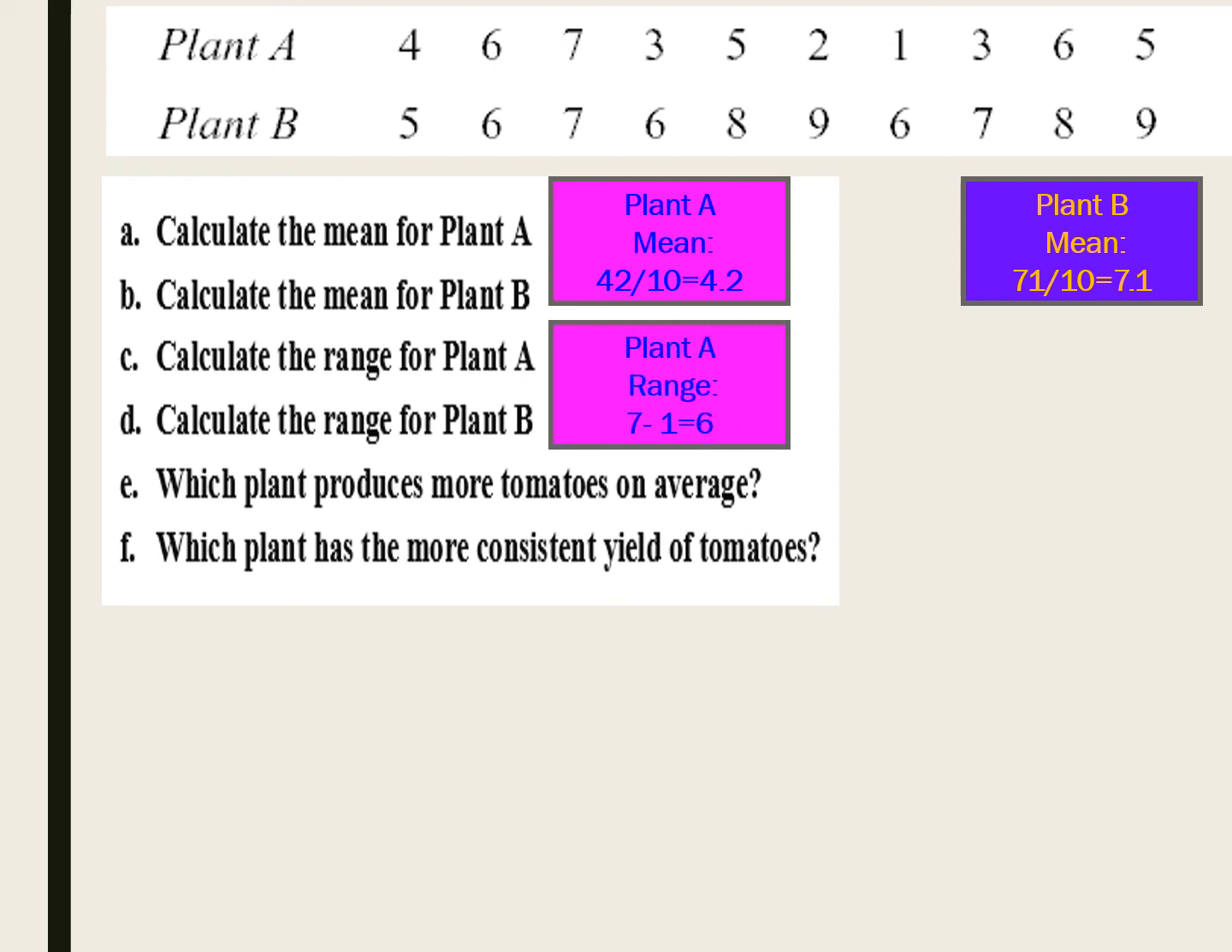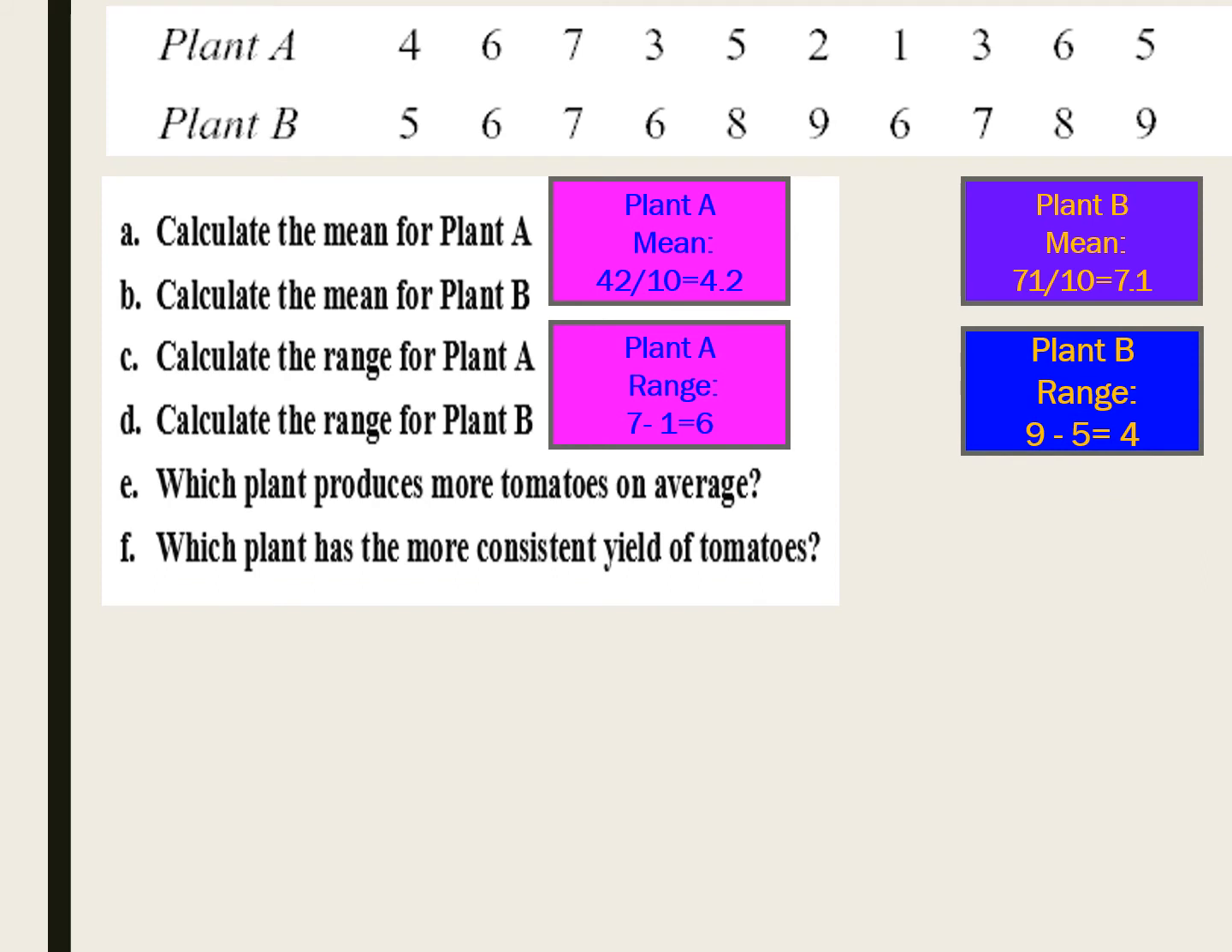According to the range in plant B, the highest number is 9 and the smallest one is 5. So 9 minus 5 is 4. Now, which plant produces more tomatoes on average? When he asks you like this, it means you have to look at the mean. Which one has the better mean, plant A or plant B? It's plant B, because 7.1 is greater than 4.2.